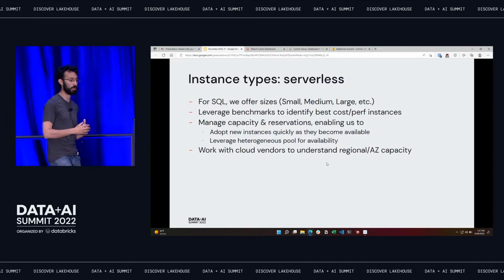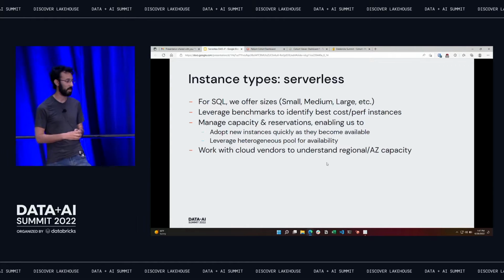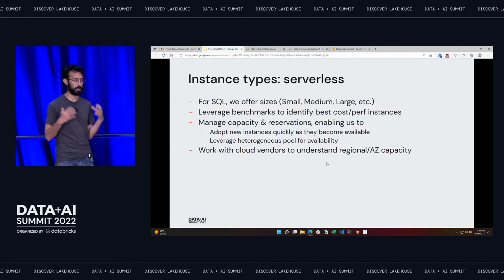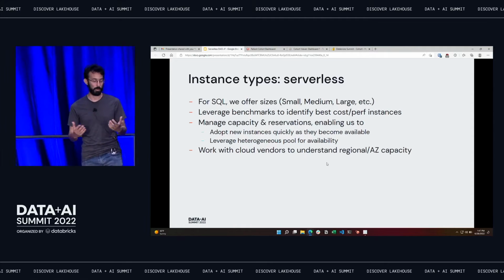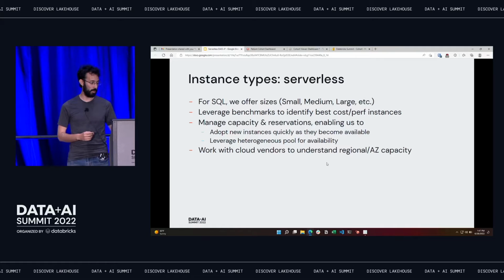And additionally, we work with the cloud vendors to understand the regional and AZ capacity. We have weekly meetings where one of the main topics is, when are the new instance types going to be available? When can we use them? When can we give it to our customers? So this is all stuff that we can do for you in our account.